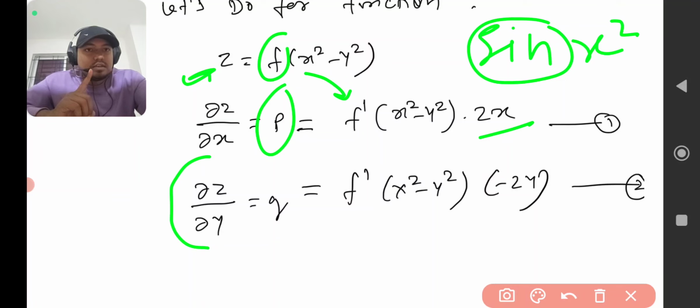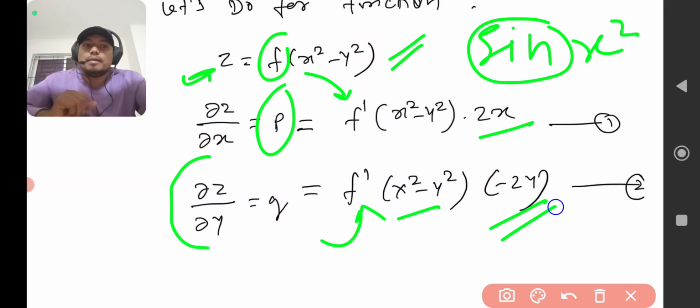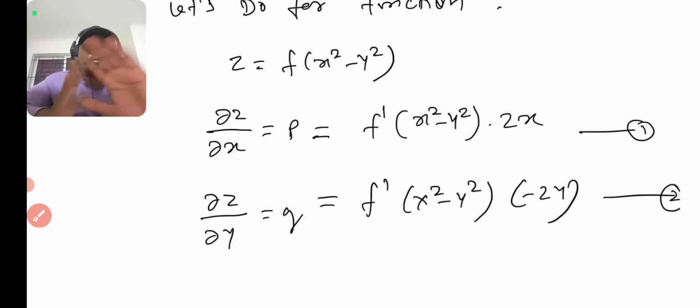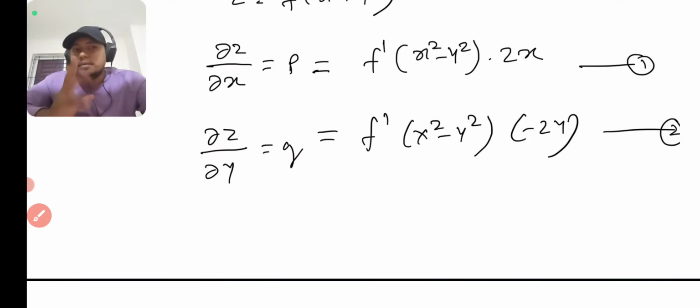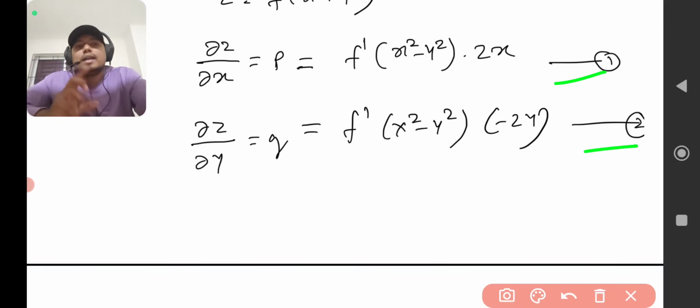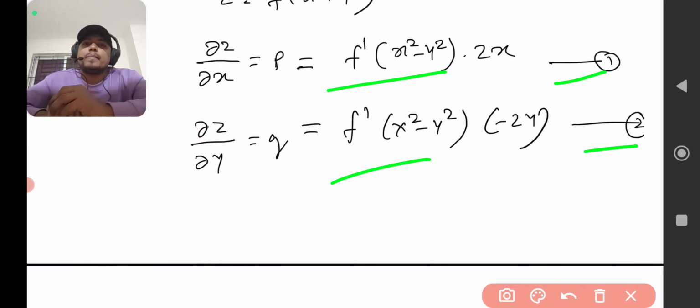Same thing, dou z by dou y. If you differentiate the function again with respect to y by keeping x constant, first f will become f dash of x square minus y square, and then minus 2y will come, because this time you will not differentiate x. But now you can see here again these two equations 1 and 2 are still containing f dash and f dash, but this time it is more clearly visible.